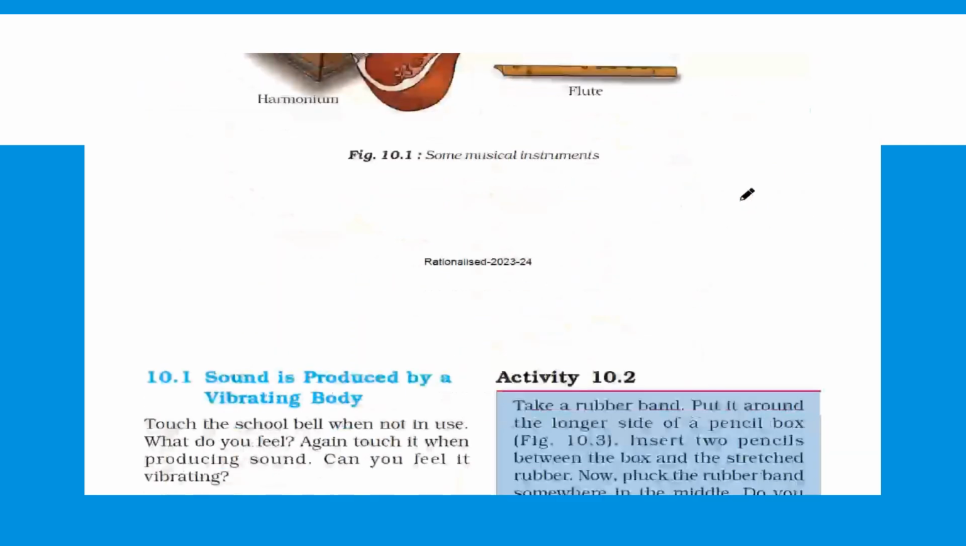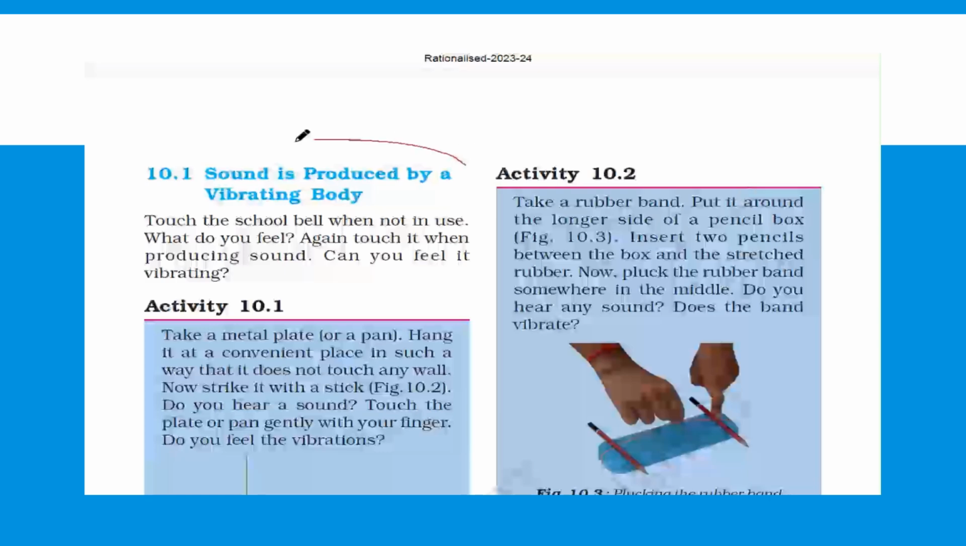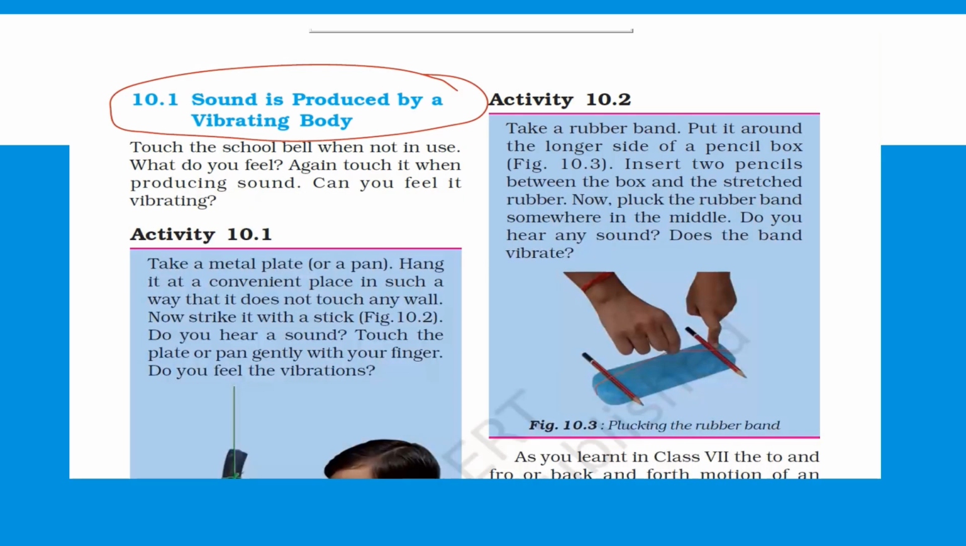So let's start. Sound is produced by a vibrating body. How can you say that sound is produced from a vibrating body? Touch the school bell when it is not in use. How do you feel? Again, touch the bell when the sound is produced. When you touch the bell without any sound, it has no vibration. But when you hit the bell hard to produce a sound, you will see that it is vibrating.